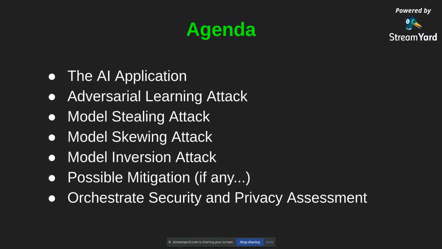We'll first have an idea of how an ML or AI application works. Then we'll have a look at different attacks that are possible on AI applications. And at the end, we'll discuss some mitigations, if there are any. Most of these attacks are currently in the research domain, and most of them do not have any mitigations currently. So we'll have a look at how that goes. And then, at the end, we'll orchestrate a way to test ML applications against security and privacy issues. You can go ahead and use this methodology to test your own built applications against these kinds of attacks.